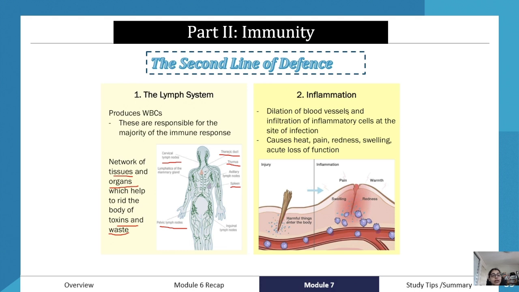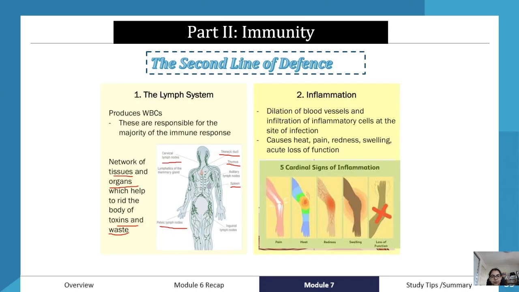Secondly, we've got inflammation. So inflammation is basically swelling. When there is dilation of blood vessels and infiltration of inflammatory cells at the site of infection, that causes heat, pain, redness, swelling, and acute loss of function. So there are 5 cardinal signs of inflammation: pain, heat, redness, swelling, and loss of function. That's the last one, and that generally doesn't happen. It's usually sort of this, depending on obviously what the injury is.